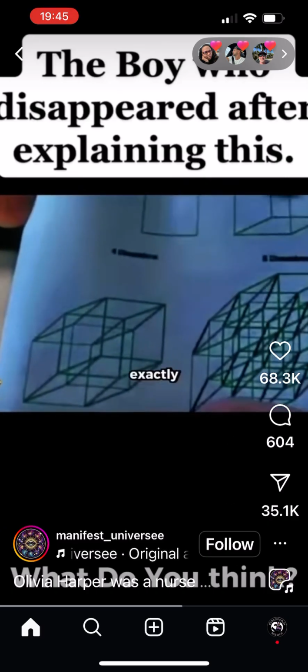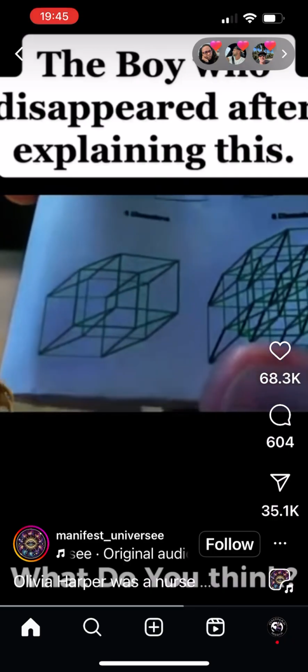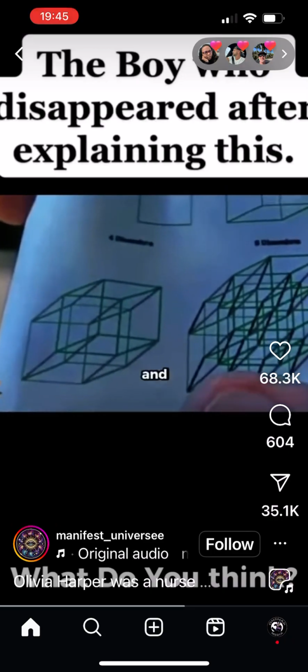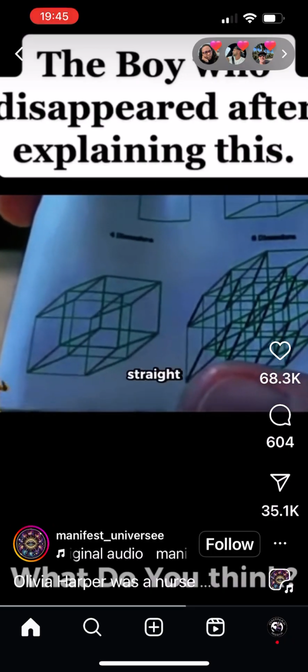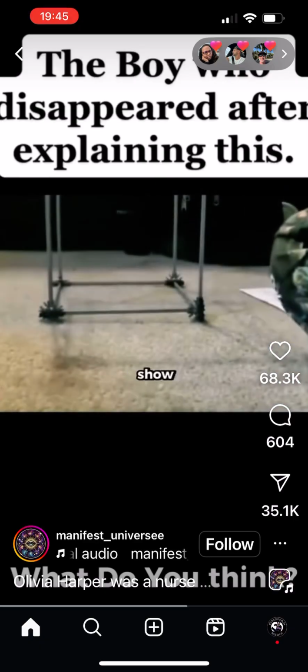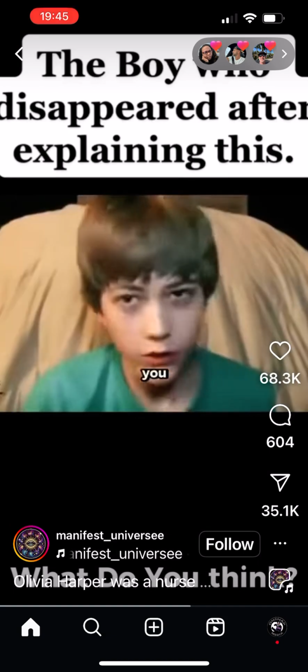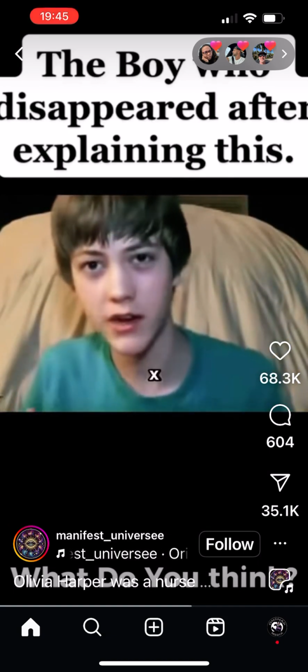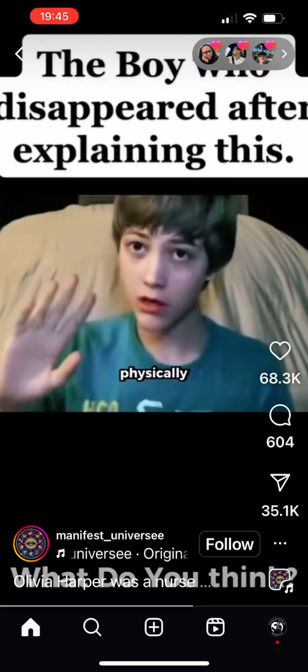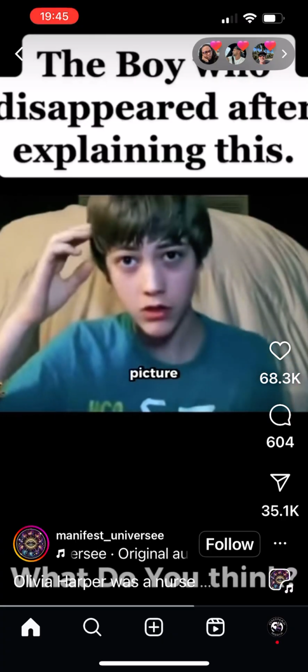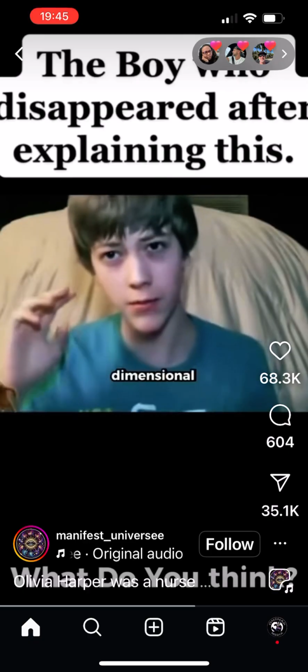Now that's not exactly what it looks like, because this is a 2-dimensional depiction, and obviously not all of the lines are straight. So I cannot show you what a tesseract actually looks like, because we cannot perceive things in the 4th dimension. You cannot even imagine what a tesseract looks like. You cannot in your mind picture the 4th dimension or a 4th dimensional shape.